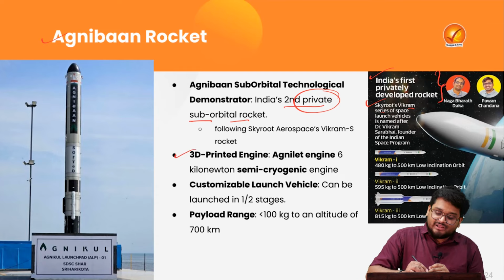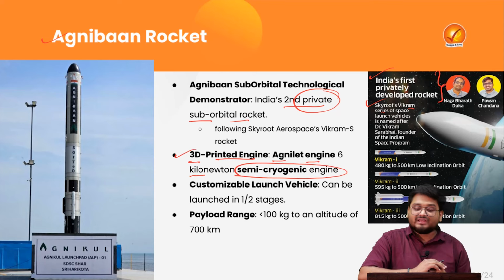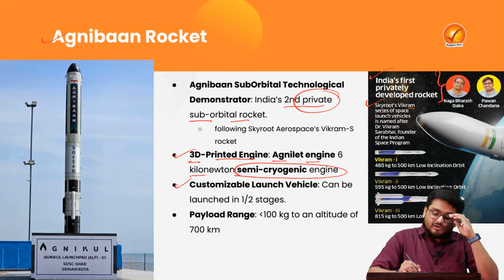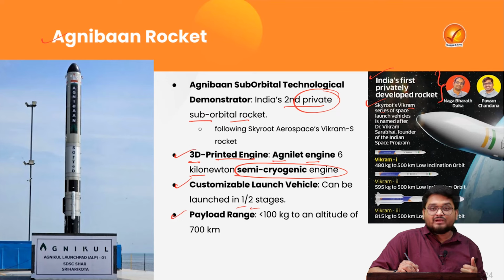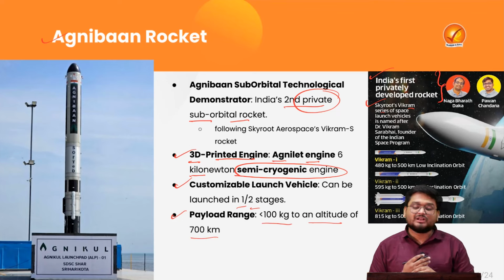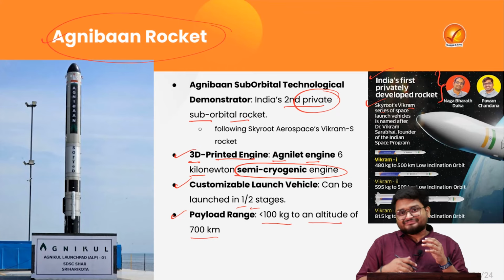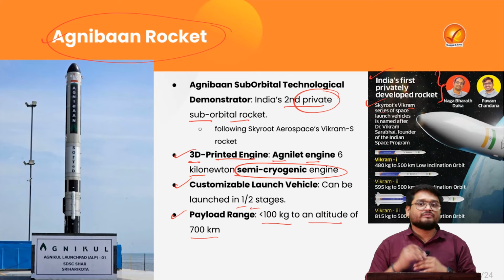And this has a completely 3D printed engine, which is known as the Agnilet engine, 6 kilonewton. It has a semi cryogenic engine also, and it is a customizable launch vehicle, which can be launched in one or two stages. The payload range is below 100 kg, and it can reach an altitude of 700 kilometers. So these are all the important aspects, mainly the term and who is owning it, the government or the private sector, which is important for your examination.